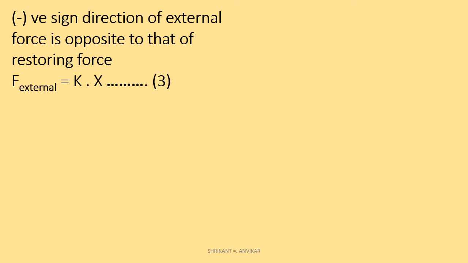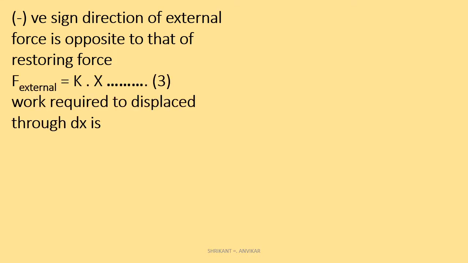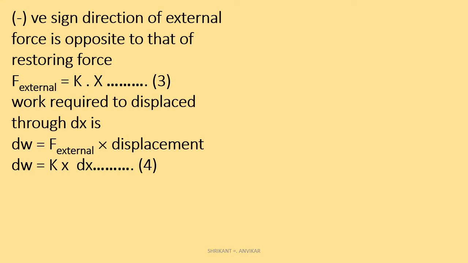Suppose this force, when acting on the particle, causes a displacement dx of the particle. Therefore the work required to displace the particle is given by dW, equal to the external applied force into the displacement. Therefore dW is equal to kx into dx. This is the work required to displace the particle.